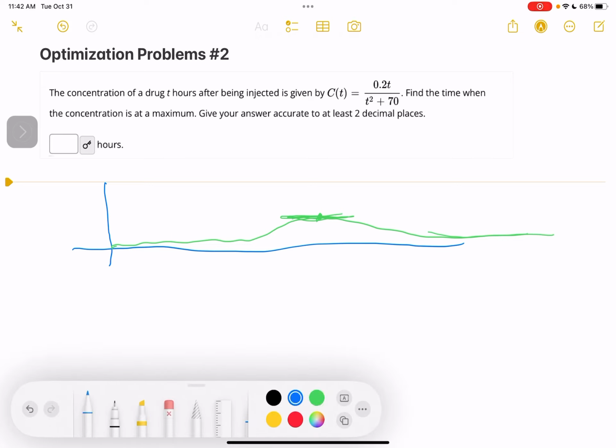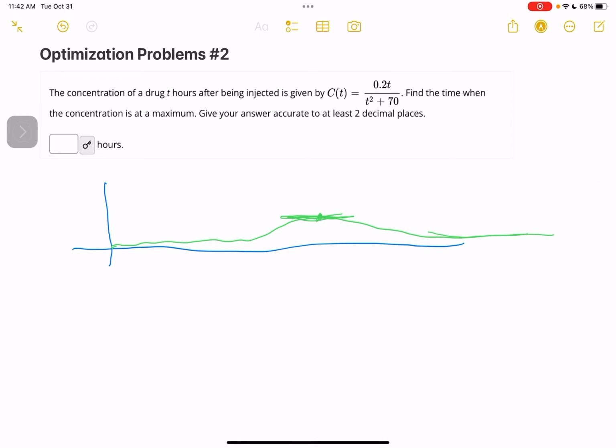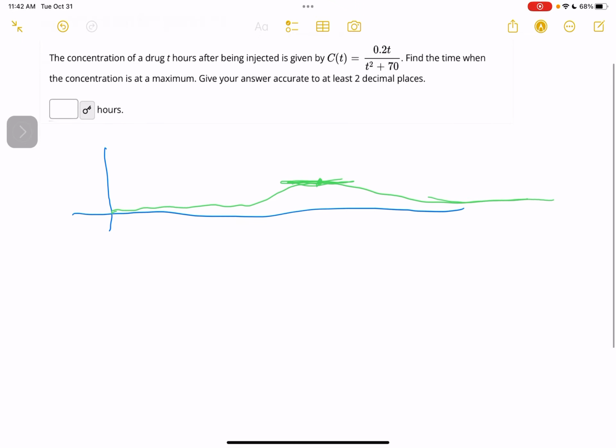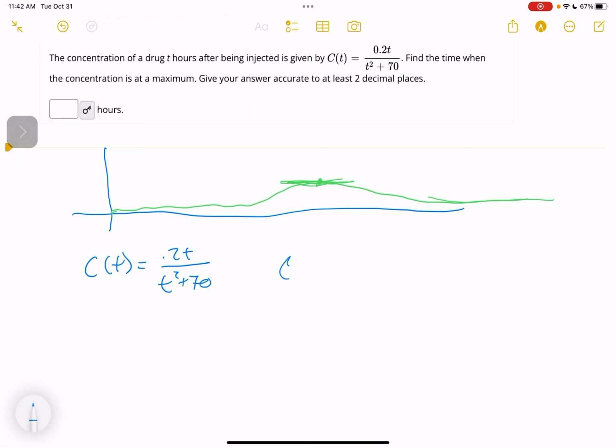This is one of the beauties of these optimization problems. We're able to apply what we learned about derivatives, because what does the derivative give us? It gives us the slope at any given point. And we want the slope here to be 0. So we put all these concepts together, and we have our C of t equals 0.2t over t squared plus 70. And then I'll do the derivative, c prime of t. So this, we're looking for m equals 0.